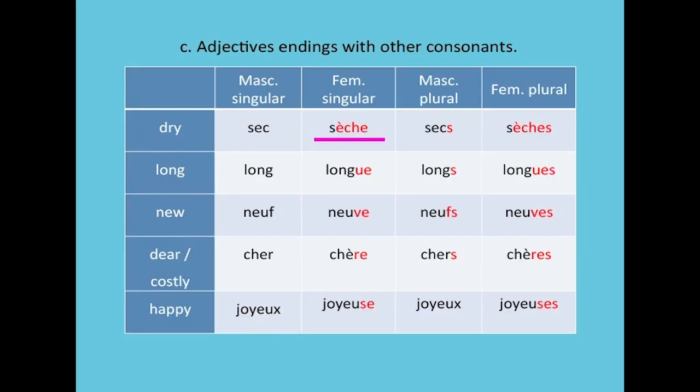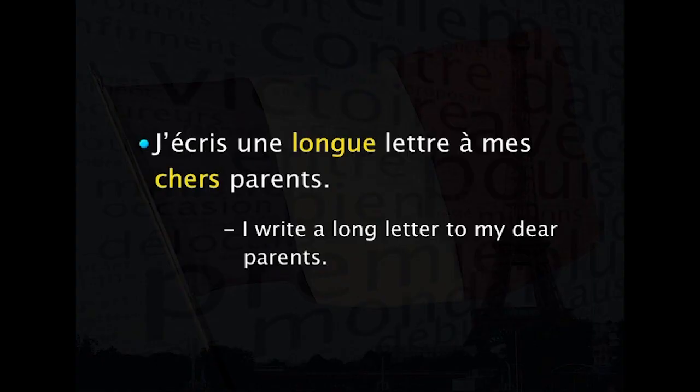Sec, sèche, sec, sèche. Long, longue, long, longue. Neuf, neuve, neuf, neuve. Cher, cher, cher, cher. Joyeux, joyeuse, joyeux, joyeuse. Now let's look at a few sentences. J'écris une longue lettre à mes chers parents. I write a long letter to my dear parents.